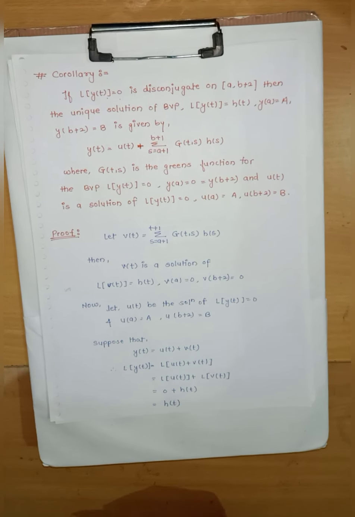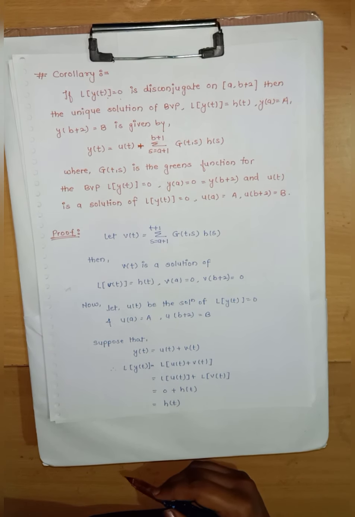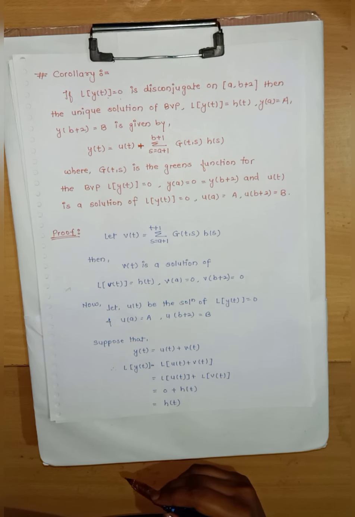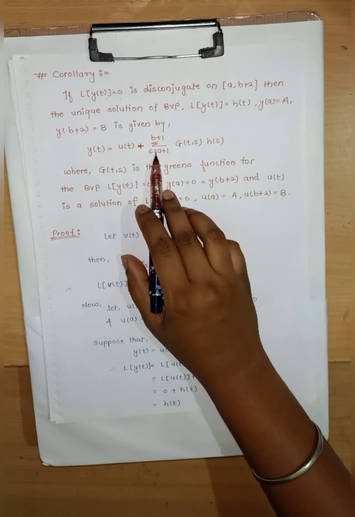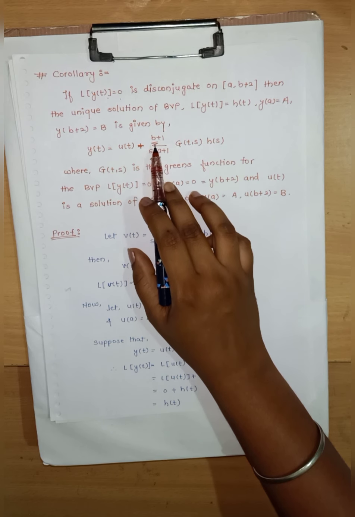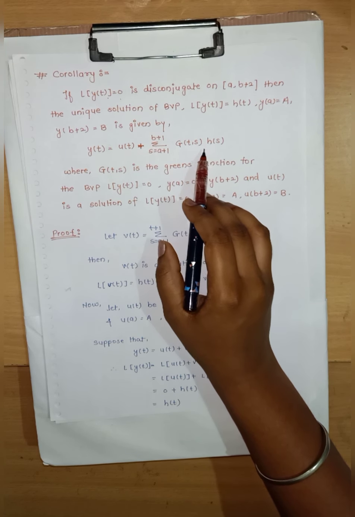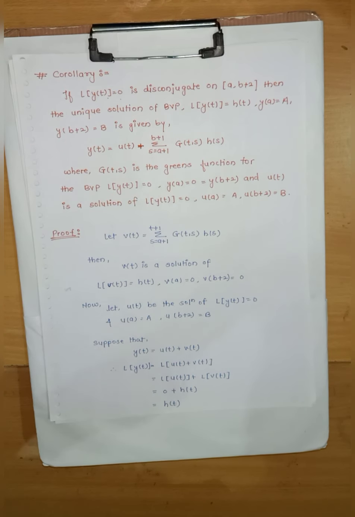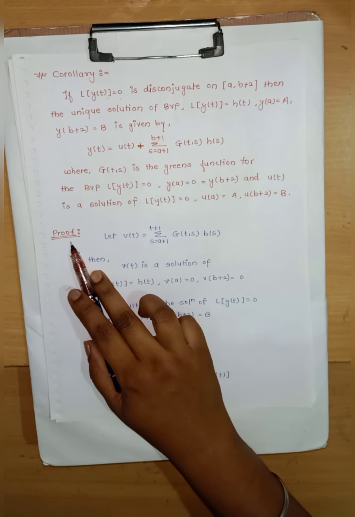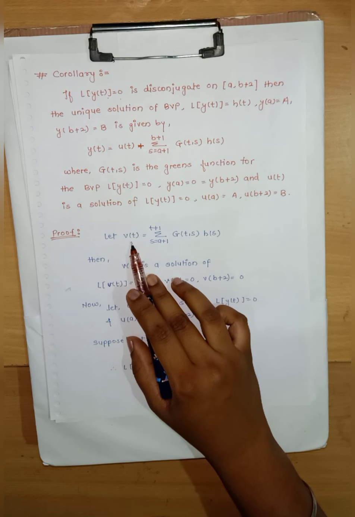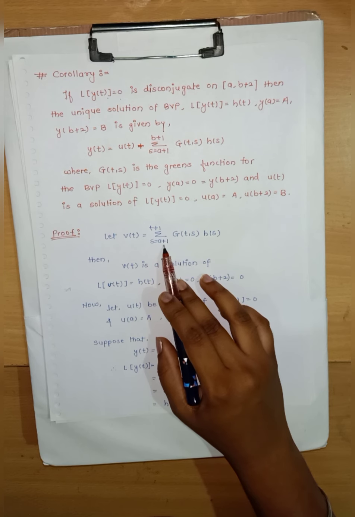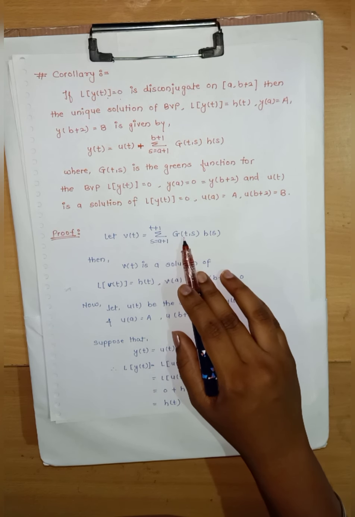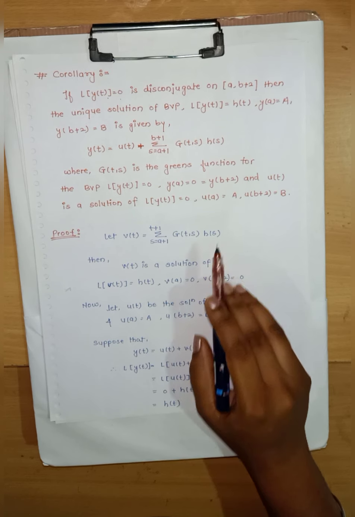So we have to prove: if L of y of t equals to 0 is disconjugate on the closed interval a to b plus 2, then the unique solution of it is given by y of t equals to u of t plus summation over s from a plus 1 to b plus 1 of g of ts and h of s. So let's start with the proof. The proof is, let small v of t equals to summation over s equals to a plus 1 to t plus 1 of g of ts into h of s.